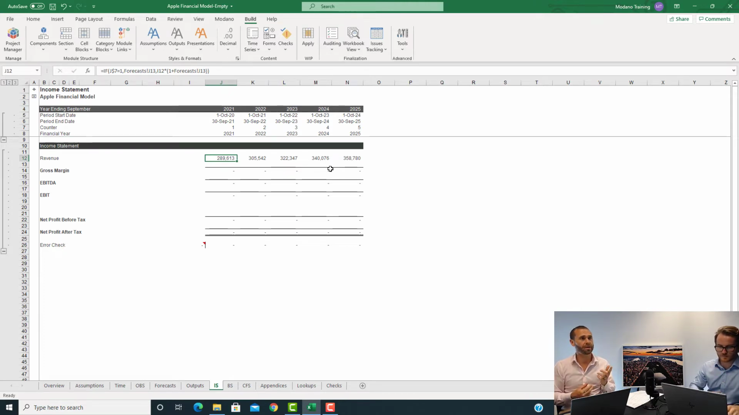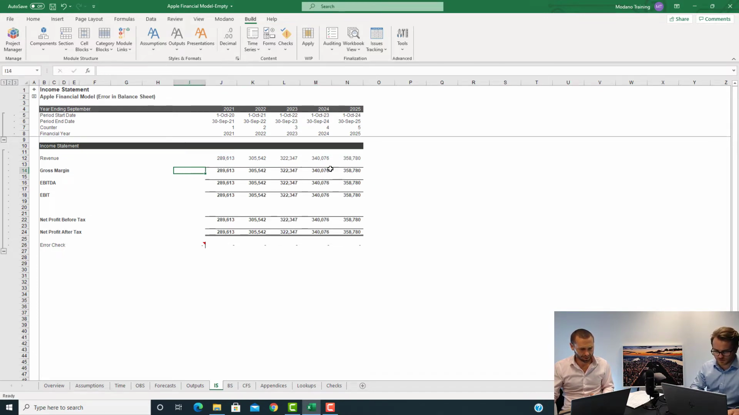So let's just include that in the gross margin number just by going to gross margin in row 14 and doing equals J12. Yep. And copy that across. Cool.